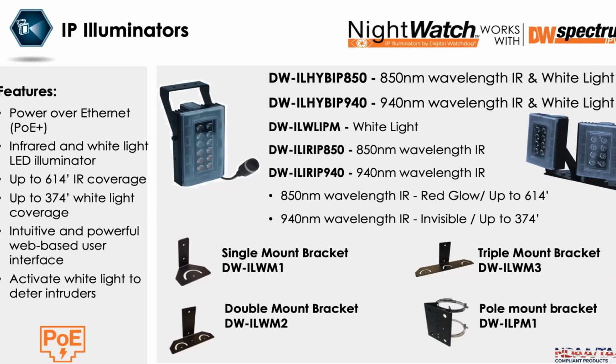So keep in mind the 850 nanometer, that's the one that you're going to get the distance up to 614 feet. So you're going to get longer distance, but there is a red glow. There is some visibility to that IR when that IR is on. The 940 is invisible, but it's up to 374 feet. So nearly 400 feet of illumination, and it's invisible to the eye.